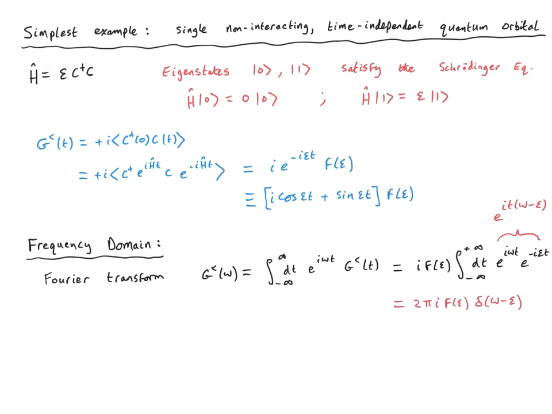From the theory of Fourier analysis, you might recognize the integral dt of e to the i t omega minus epsilon is actually the definition of the delta function. So we can actually write that g lesser of omega for pure real frequency omega via the Fourier transform is given by 2 pi i times the Fermi function f of epsilon times the delta function, the Dirac delta, of omega minus epsilon.